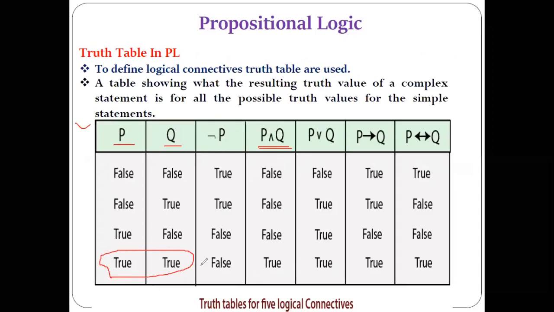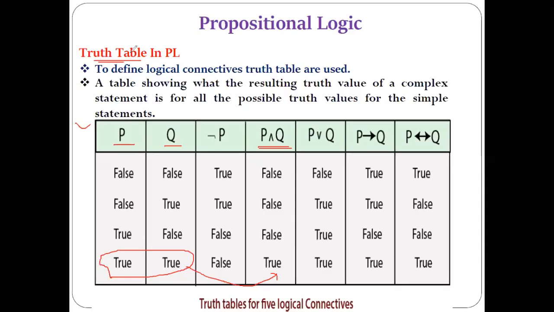If both are true, then only can we have P and Q as a combined statement that is true. Understood? Now, what is the use of this truth table? Can anybody tell me? Yes, for defining logical connectives. In other words, in simplified words, can anybody tell me?